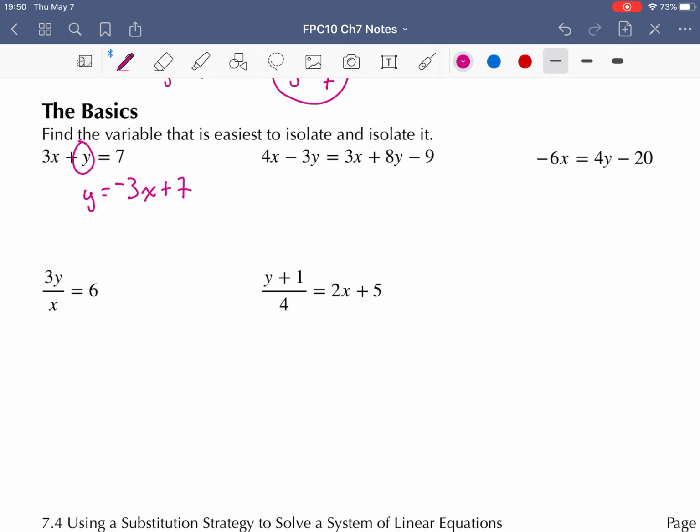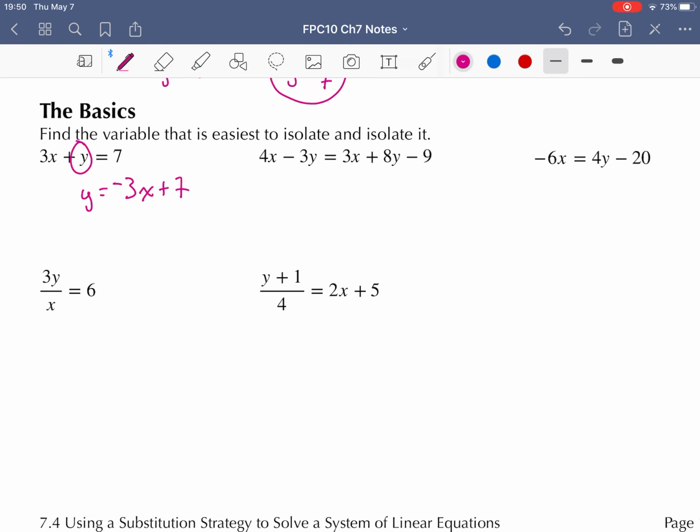In my second one, it doesn't really look like either one is all that easy to isolate. So here's what I'm going to do. I'm going to take all my y's and move them to one side, and all my x's and move them to the other side. So I'm going to get 4x minus 3x is equal to 8y plus 3y minus 9. Now it looks like my x is easy to isolate because 4x minus 3x is x. So x equals 11y minus 9. So this x ended up being the easiest to isolate.